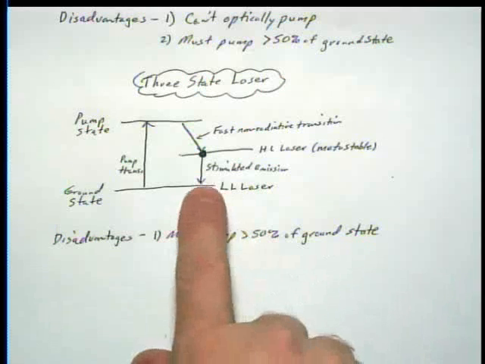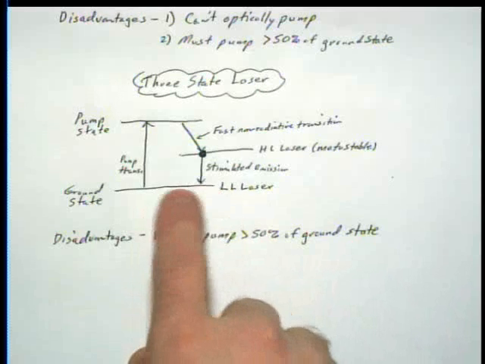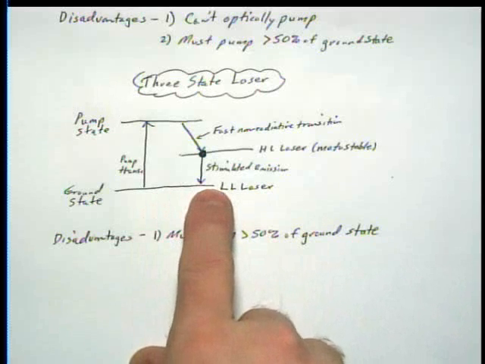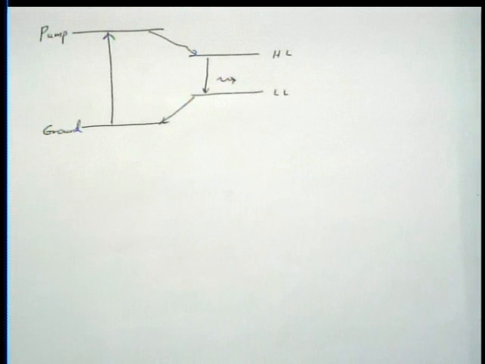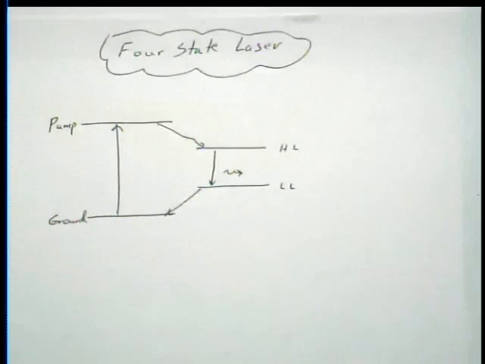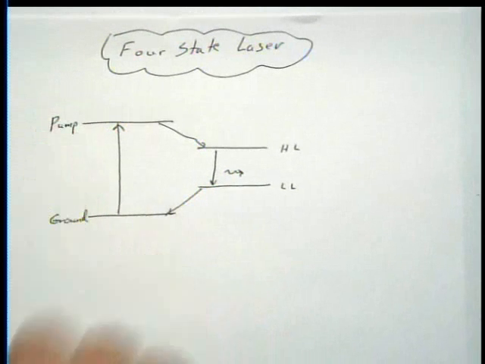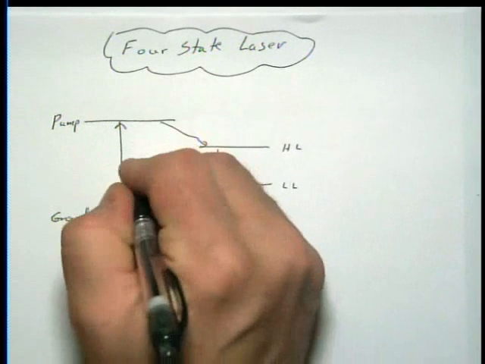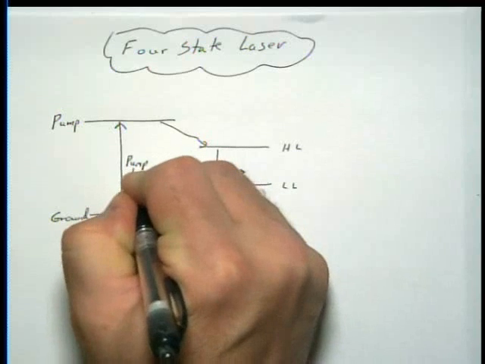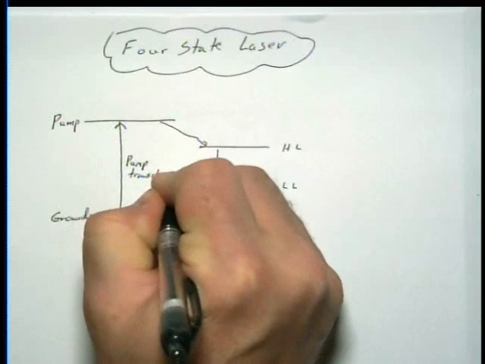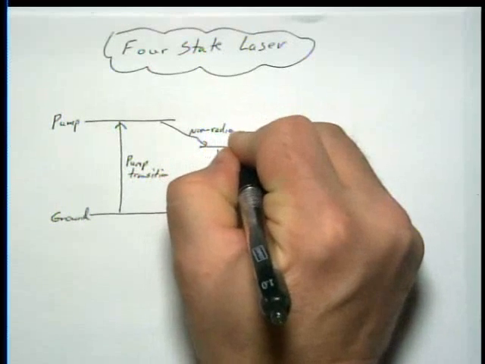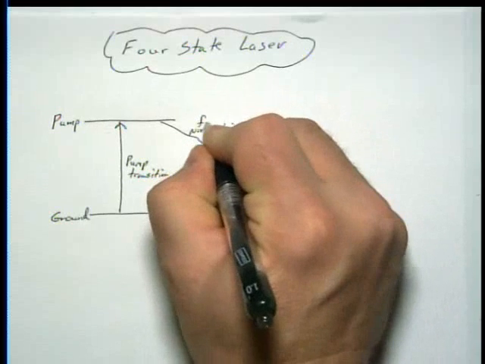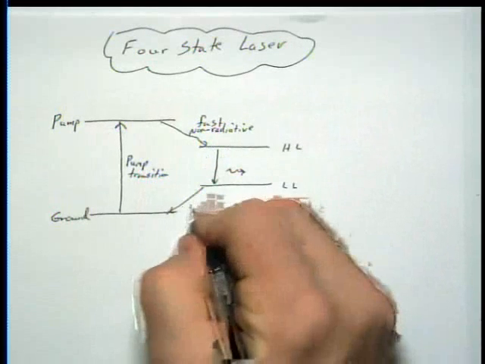Well, damn it. The problem is this stupid guy here. If I just didn't have to pump all these guys, I could get inversion easily. Well, guess what? Four-state laser. These are where the bad boys reside. All right? In the four-state laser, you've got a ground and a pump state and a pump transition. Then you have a non-radiative fast transition. And down here you have a non-radiative one.